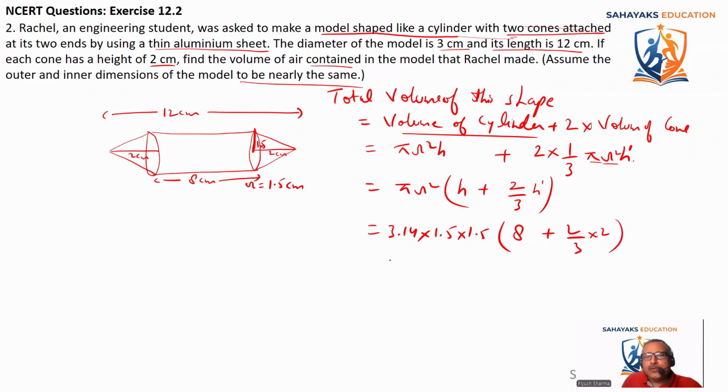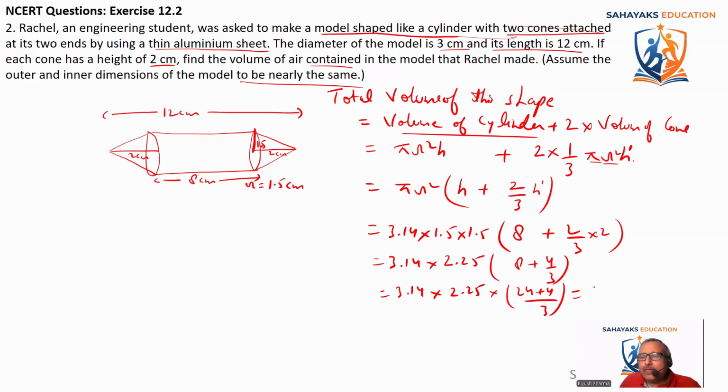Okay. So let's compute it. It's just 3.14 into 1.5 into 1.5, square is 2.25. This comes as 2.25. Now 8 plus 4 by 3. So if I add it, it comes out to be 3 8s are 24 plus 4 is 28, over 3.